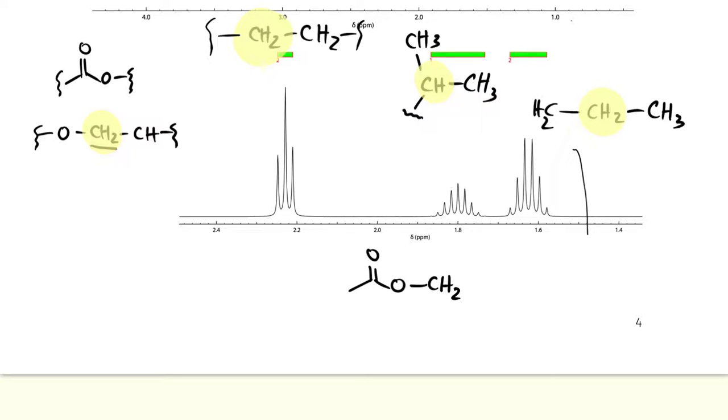Now, we know it is attached to something that only has one proton, right? And that's the fragment we have right here. Because these guys only see one carbon over, so they only see this highlighted CH. They don't see anything beyond. So it's split into a doublet. Okay? So far, so good. Okay.